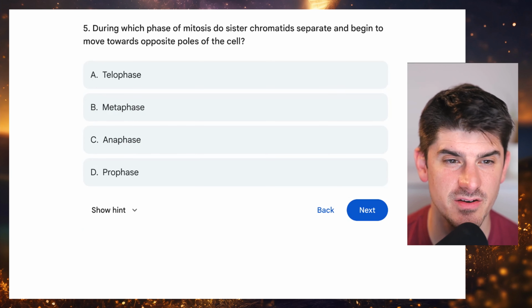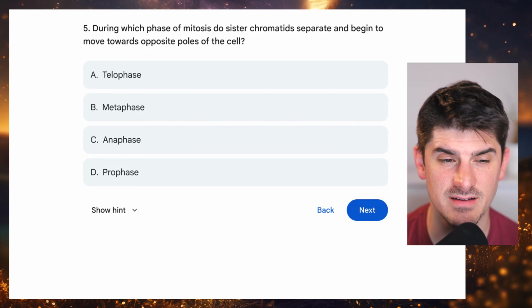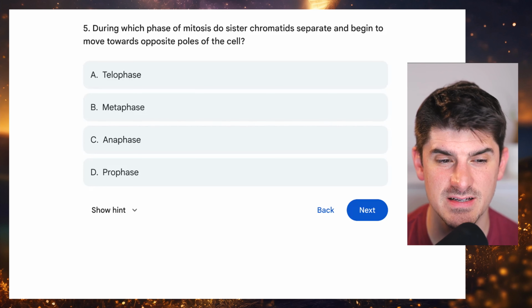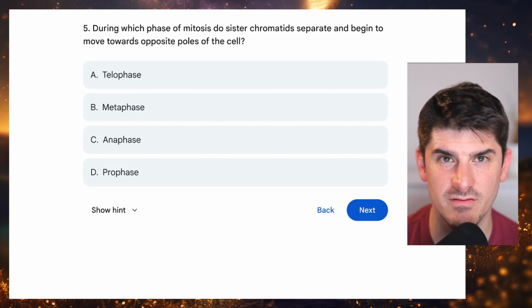Number 5, during which phase of mitosis do sister chromatids separate and begin to move towards the opposite poles of the cell? A. Telophase, B. Metaphase, C. Anaphase, or D. Prophase. Now, I have a really funny way of remembering this.